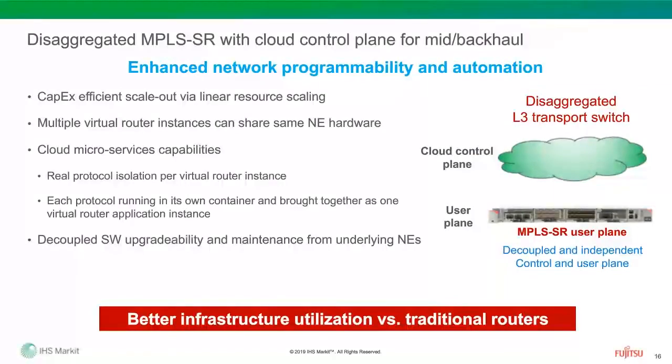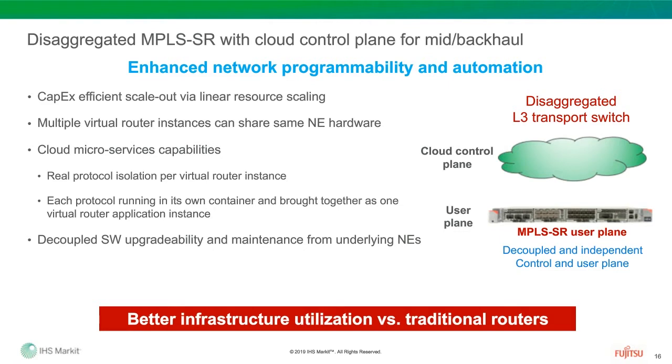So let's look at the midhaul and backhaul sections as well. The midhaul and backhaul of the 5G access network will evolve to an SDN-based network with the dynamic operation, flexibility, and cost-effective capability of virtualized network functionality. The disaggregated MPLS segment router offers this capability where the control plane is in the cloud, where it is decoupled and independent from the user plane. This CapEx-efficient architecture scales out via linear resource scaling.